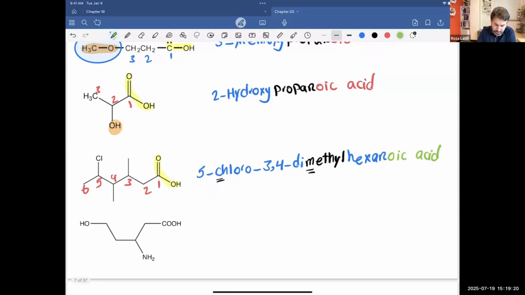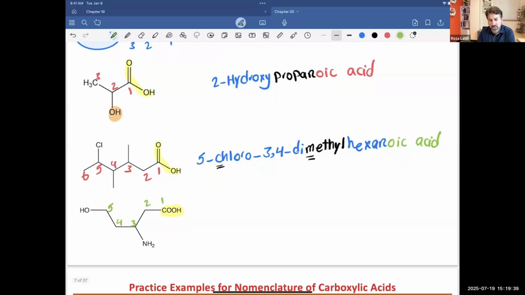Another one, we have a carboxylic functional group there, so I'm going to say this one will be 1, 2, 3, 4, 5 carbons. So I have a backbone made of 5 carbons, and I have 2 functional groups, hydroxy and amino group. The hydroxy starts with H, amino with A. So amino will get a priority over the hydroxy. So we're going to say 3-amino, and then 5-hydroxy.